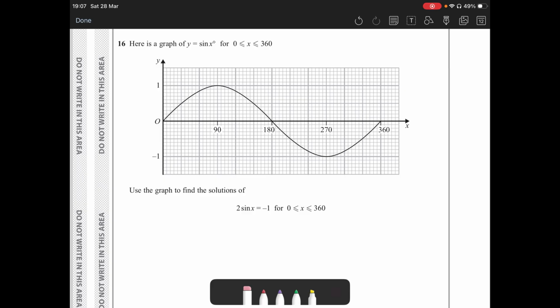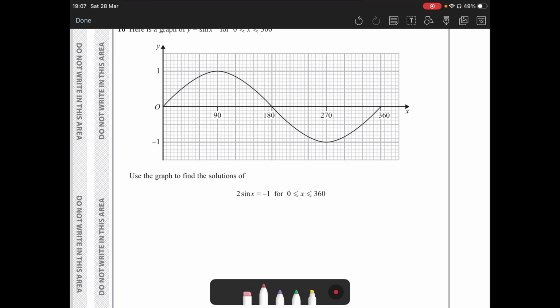There's 2 ways we could have really solved it. I think that would not be practical. So the way it wants you to solve it is just by dividing by 2. So I've divided both sides of my equation by 2. It's going to be a whole lot easier than thinking about transformation of graphs. Basically, you're saying when is sine x minus a half.